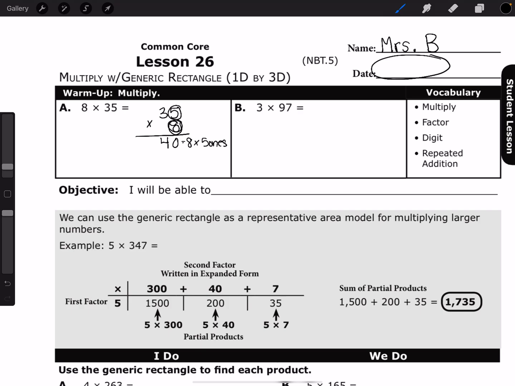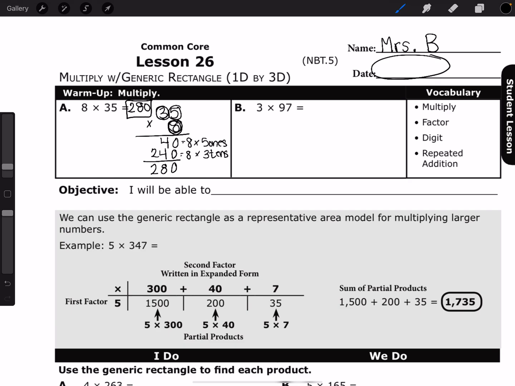And now we're going to do an 8 times 3 tens is 24, and that's because it's a tens, it has a 0 at the end. So 24, 240. I'm going to add them together. So we have 0 plus 0 is 0. 4 plus 4 is 8. 2 plus 0 is 2. So the product of 8 times 35 is 280.